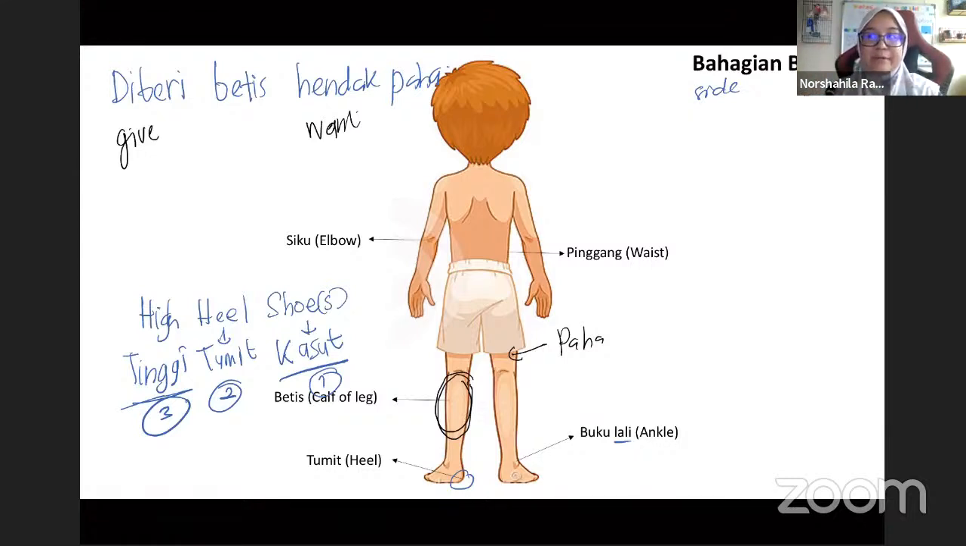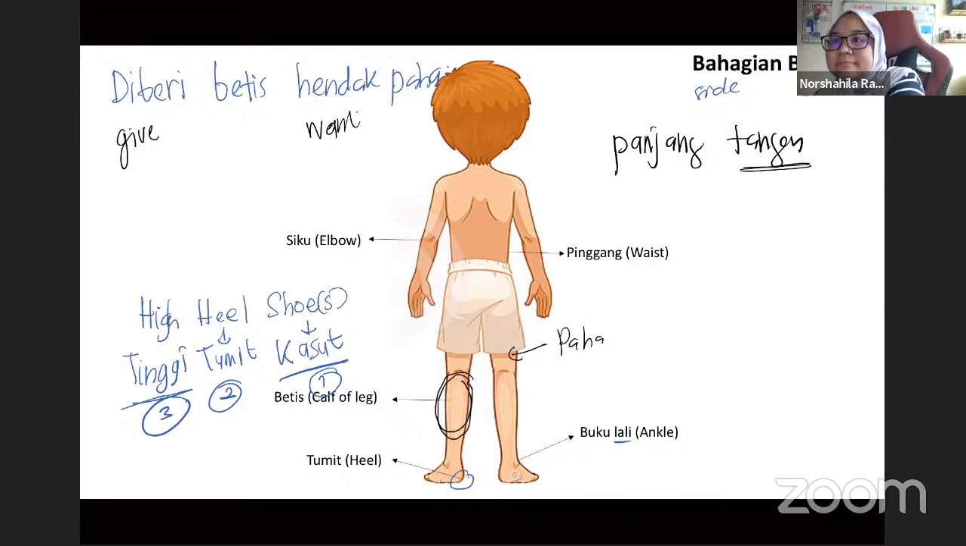The other idiom that we can use is panjang tangan. Okay, panjang tangan. What is tangan? Oh, Rachel said directly to me, diberi hati minta jantung in Indonesia. But the same meaning, right? Oh, okay, good to know. Diberi hati minta jantung. Okay, panjang tangan.